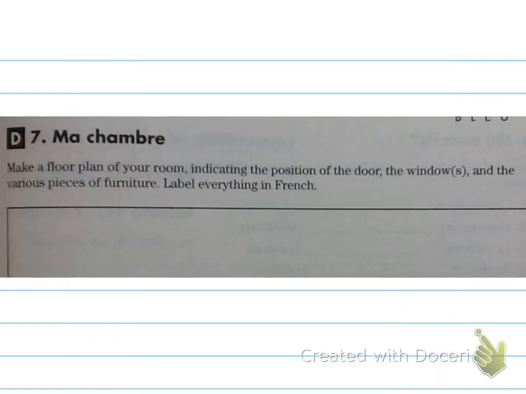7, ma chambre. Make a floor plan of your room indicating the position of the door, the windows, and the various pieces of furniture. Label everything in French. So basically, you're going to draw your room and then use that vocabulary related to items in your room and label things.